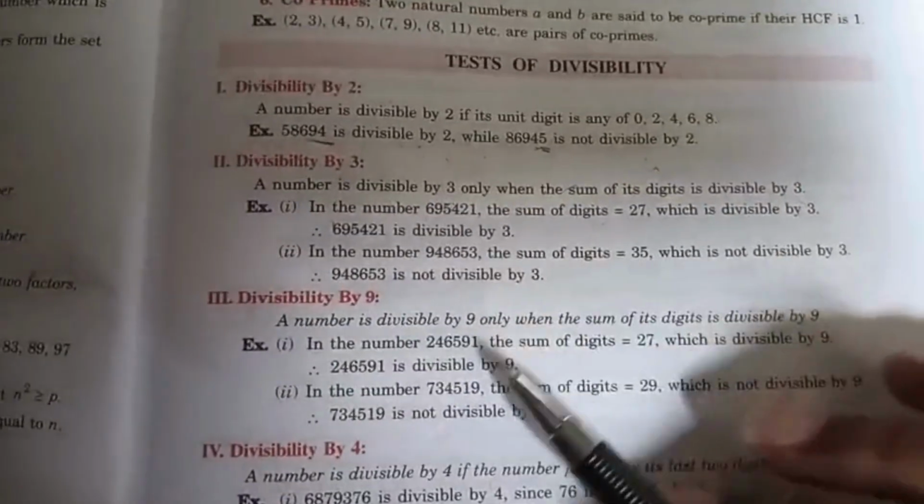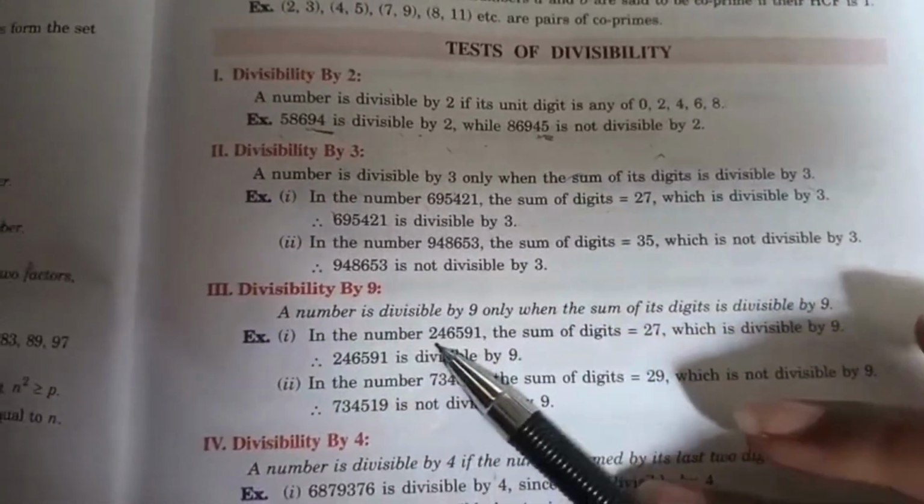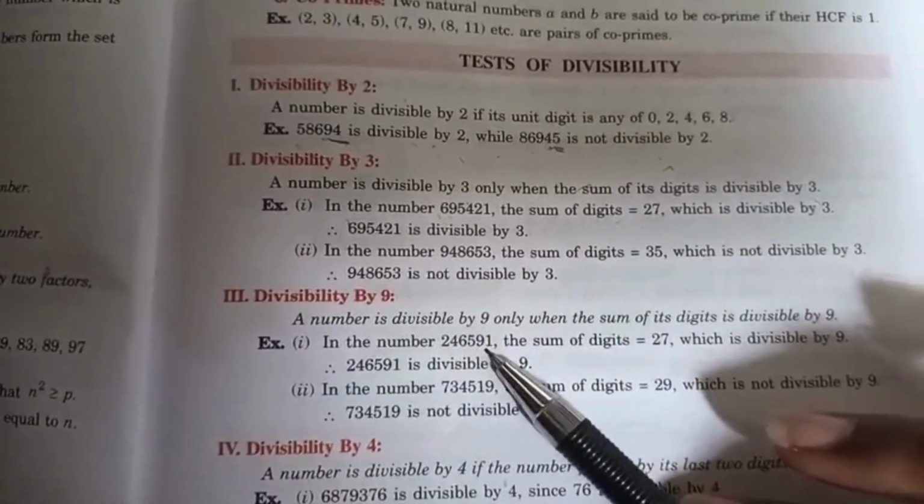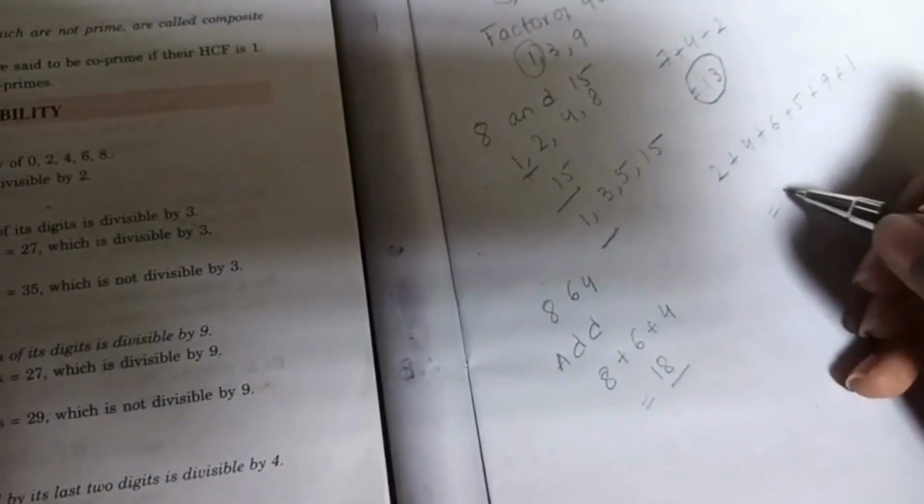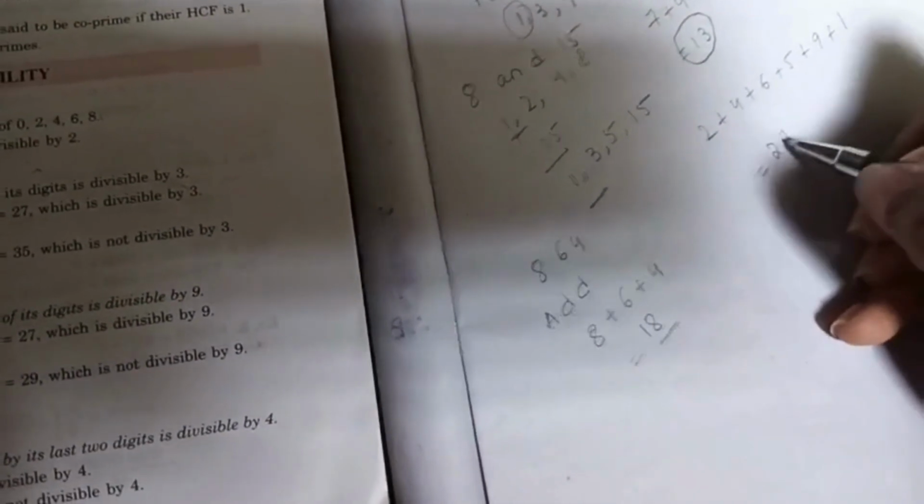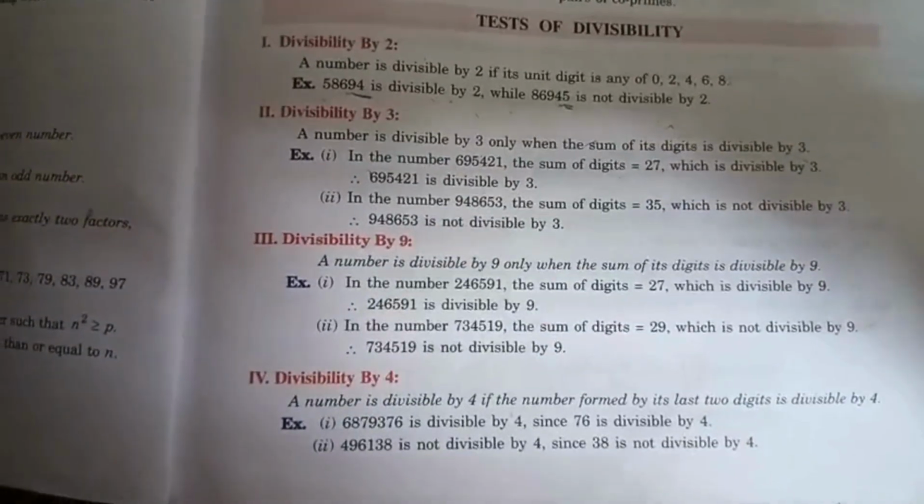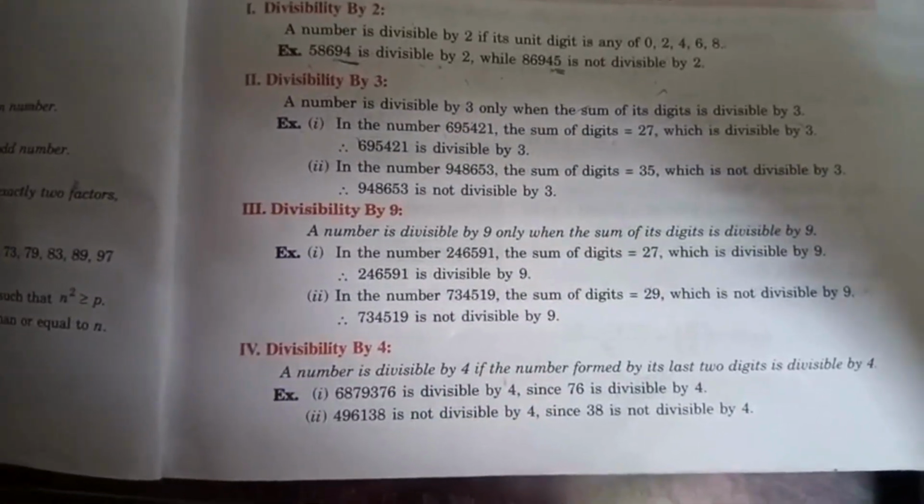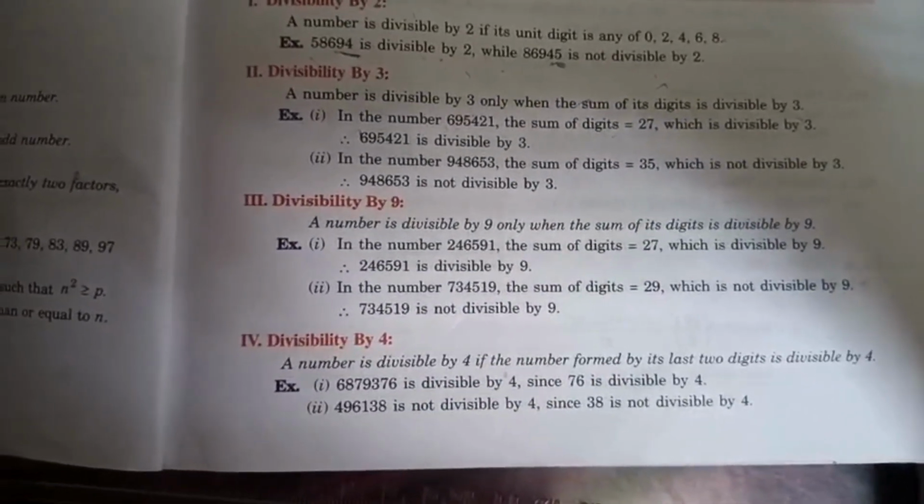Let's take one example divisible by 9. So 2 plus 4 plus 6 plus 5 plus 9 plus 1. So the total of the digits is 27, which is divisible by 9. So 246591 is divisible by 9.